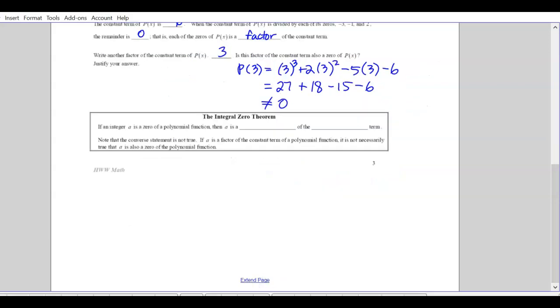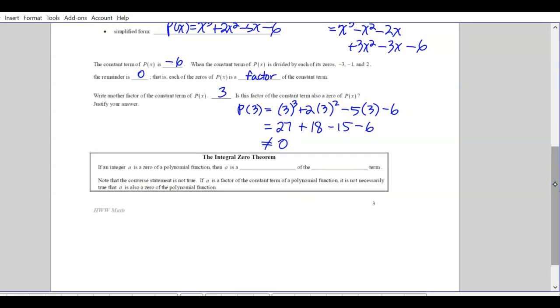So that's the summary here. If an integer a is a 0 of a polynomial function, then a is a factor of the constant term. And as I've said now 3 times, the converse is not true. If a is a factor of the constant term, it is not necessarily true that a is a 0 of the polynomial function. Okay. So let's practice a little bit of this.